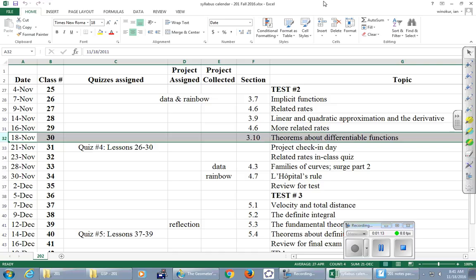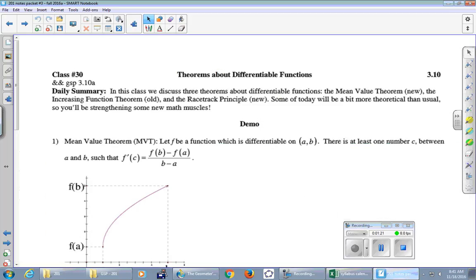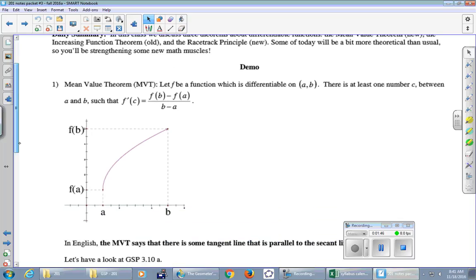Okay, then let's take a look at page 25, and see if we can get through the demo here. In this class, we discussed 3 theorems about differentiable functions: the mean value theorem, which is going to be new for us, the increasing function theorem, which is old for us, and the racetrack principle, which is new for us. Some of today will be a bit more theoretical than usual, so you'll be strengthening some new math muscles. A lot of this semester is about calculations, and a lot of today is about theory. So a little bit of a different flavor for today's class.